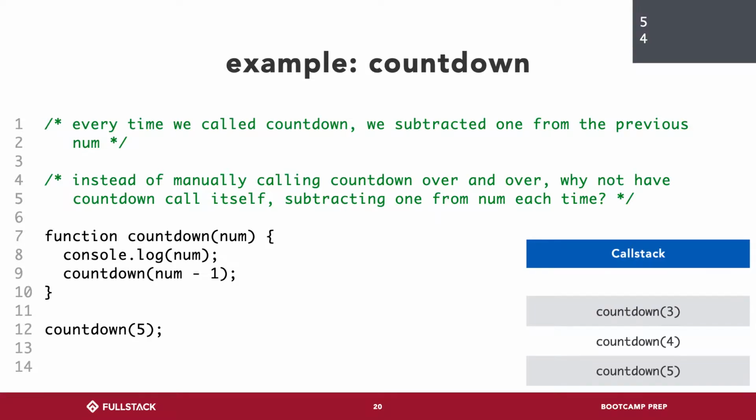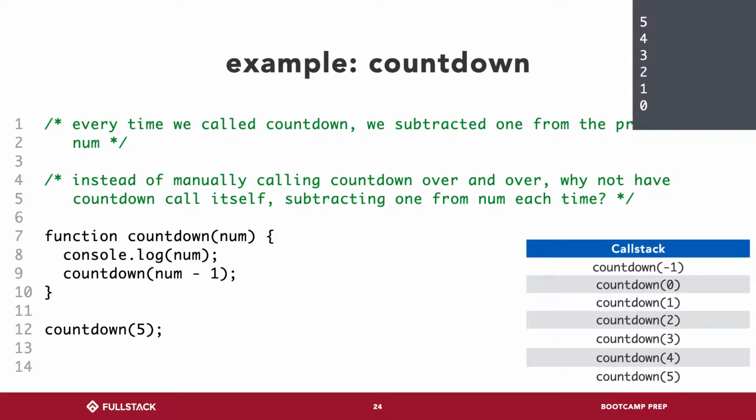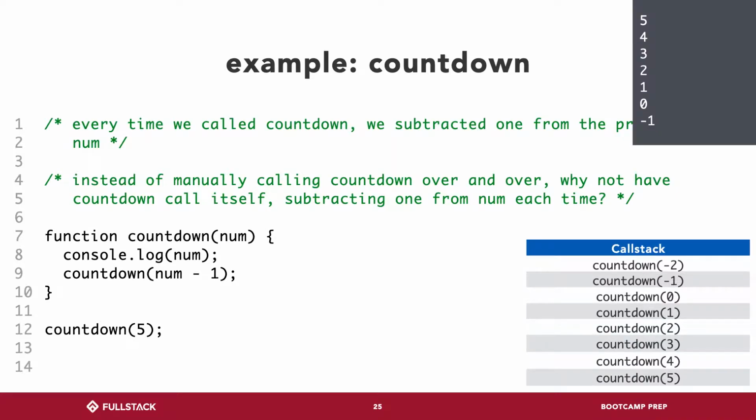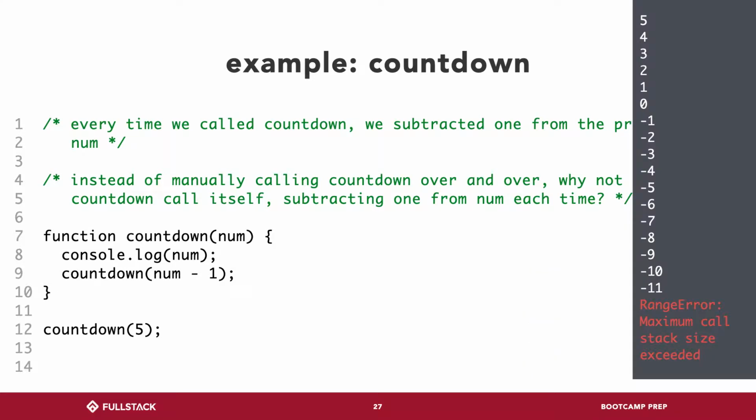So then we keep going. Countdown of 3, console log 3. Then countdown of 2. Countdown of 1. Countdown of 0. Countdown of -1. And this just goes on and on, because you're never telling this function when to stop. And you're going to get the error that you get when you are in an infinite loop, because that's what you're in. It's an infinite loop of function calls.